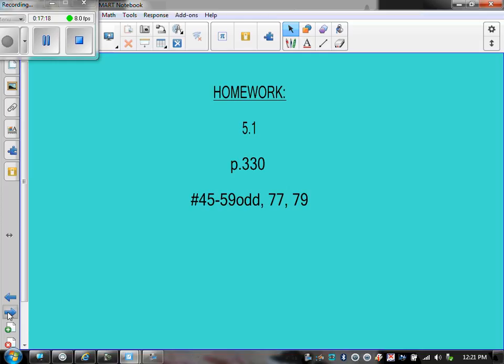And your homework for 5.1 is on page 330. I would like you to do numbers 45 through 59 odd and numbers 77 and 79. It is super important that you know how to do derivatives of natural logs because they do show up. They show up on your test, they show up on your final, and they show up on the AP test in May, okay? So go ahead and do 5.1 for me, and I'll see you tomorrow.